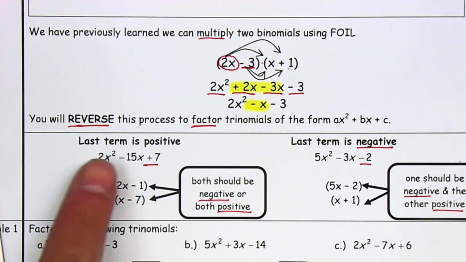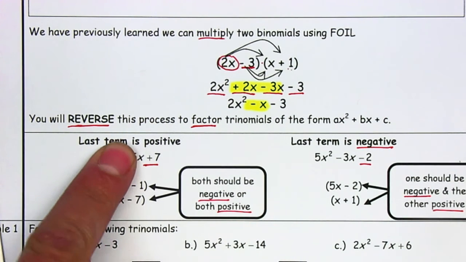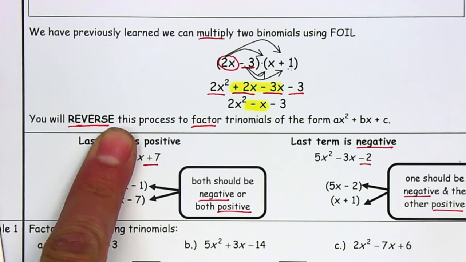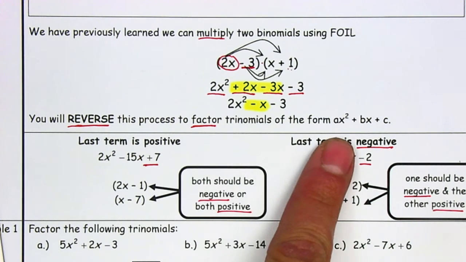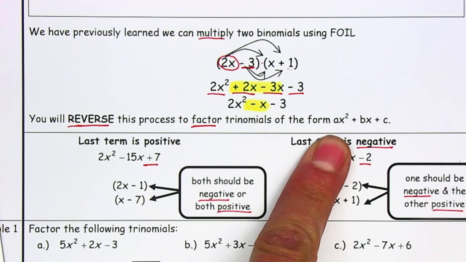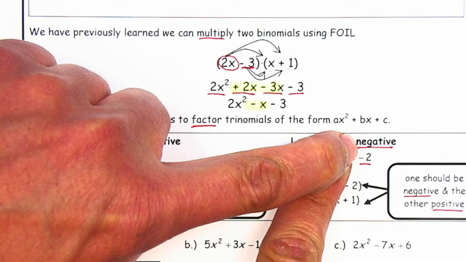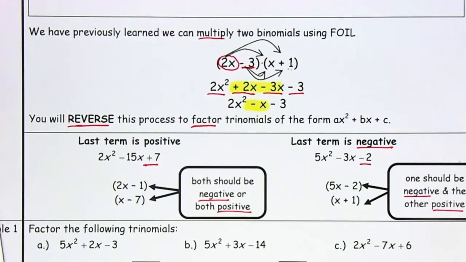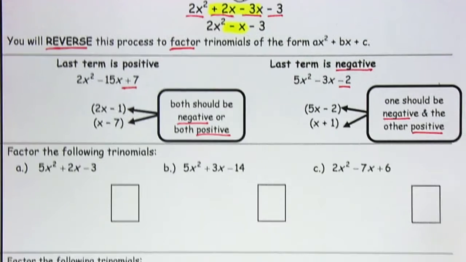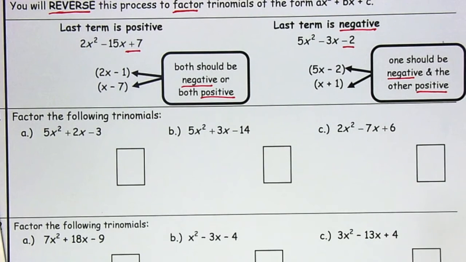Remember, if the last one's positive, they both should have the same sign, because whenever you multiply, you need to end up with a positive 7. Right? Negative 1 times negative 7 is positive 7. Over here, if the last one's negative, one of them should be negative, the other one should be positive, in order that we end up with a negative number when we multiply. And those are the only rules that you need to memorize. So let's start with the first one.